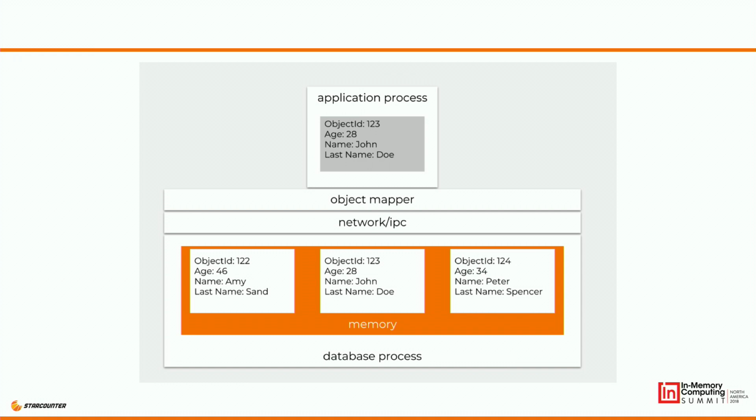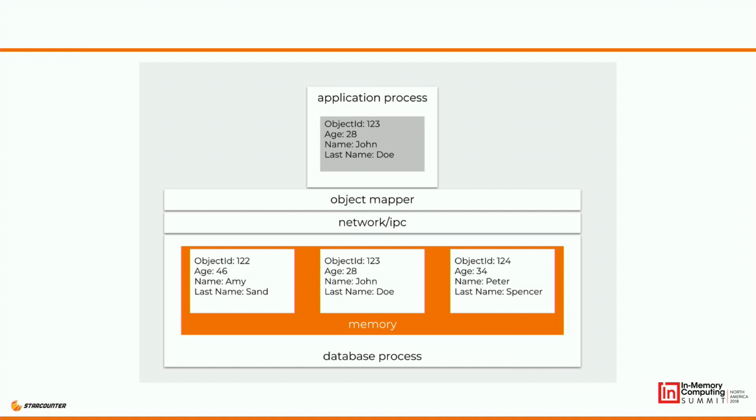So let's compare traditional application data access to the StarCounter application data access. Normally we have some database process where we have a memory that stores our objects. Then we have some network, or in the best case, some inter-process communication and an object relational mapper. And then we have a copy of the same object in the application. So the more objects we need to operate on, the more data we have to copy from the database.